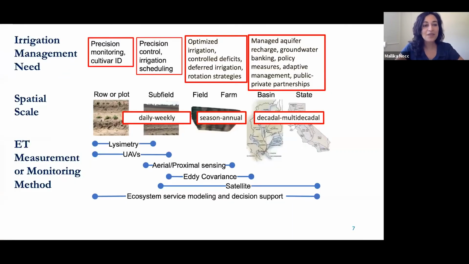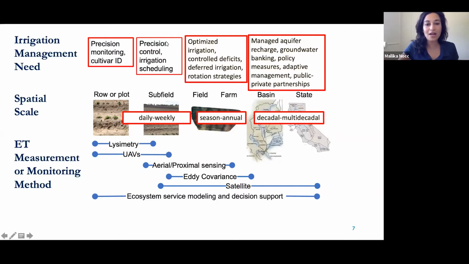So thinking just about measuring ET, right? There are all these different methods and ways in which we measure ET and ways in which we think about ET. And I think that UAVs or drones are kind of in this place, right? So thinking about precision monitoring of crops, cultivar ID. So for my colleagues who are interested in developing drought resistant cultivars, there's a great need to do this type of phenotyping work using drones. I just participated on a project proposal that's interested in doing that kind of work with drones. So some of you might be interested in also doing that type of work.